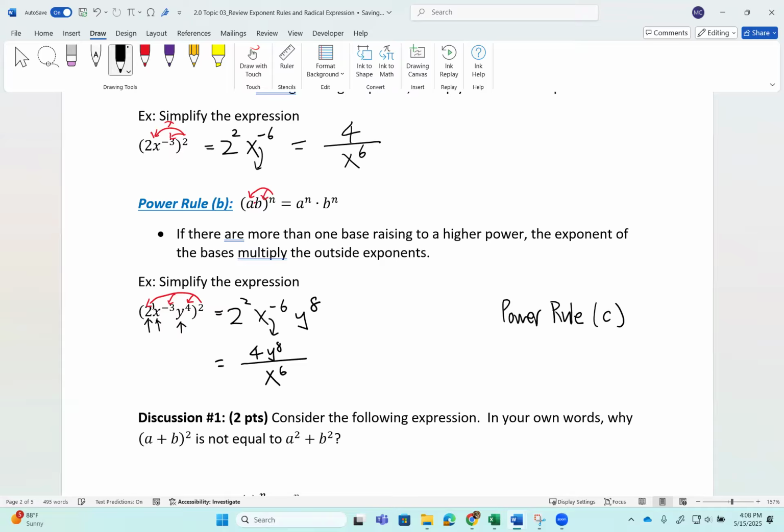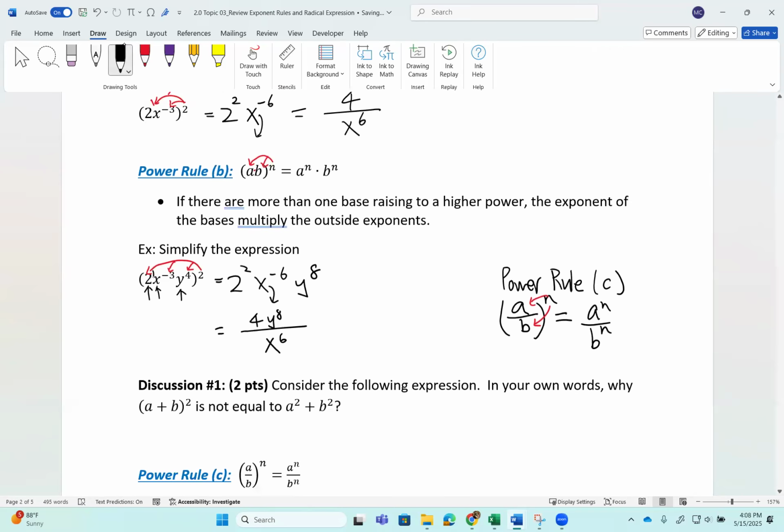Power rule C is just a fraction version of power rule B. So for any real numbers a and b, with the whole thing raised to an outer exponent on the outside, this outer exponent will multiply all the exponents on the inside. So that will give me a to the n power over b to the n power.